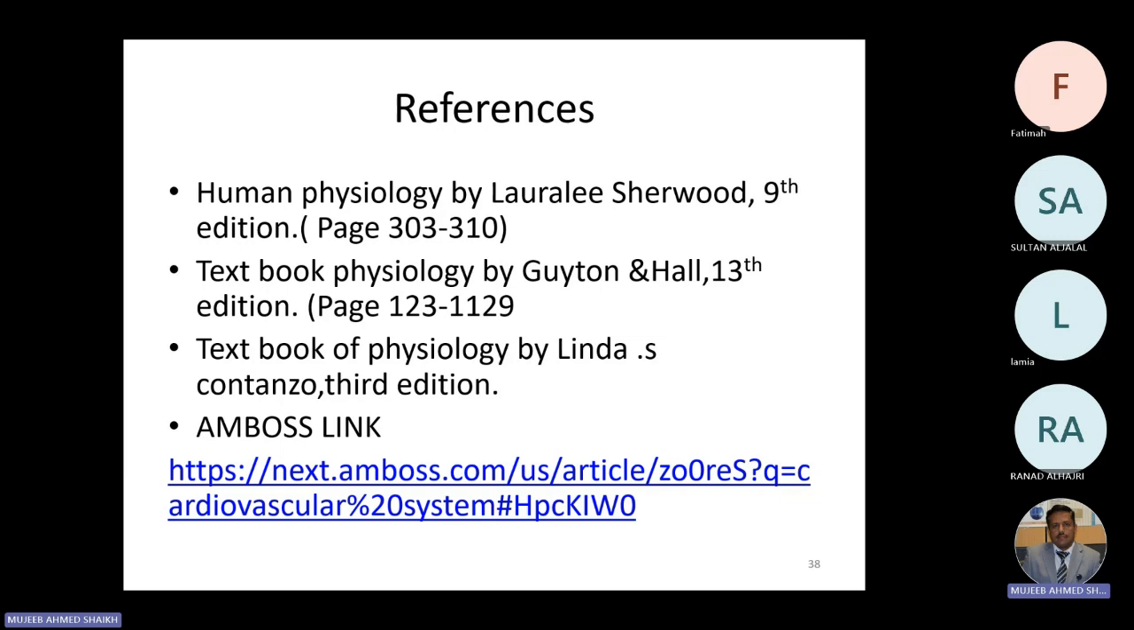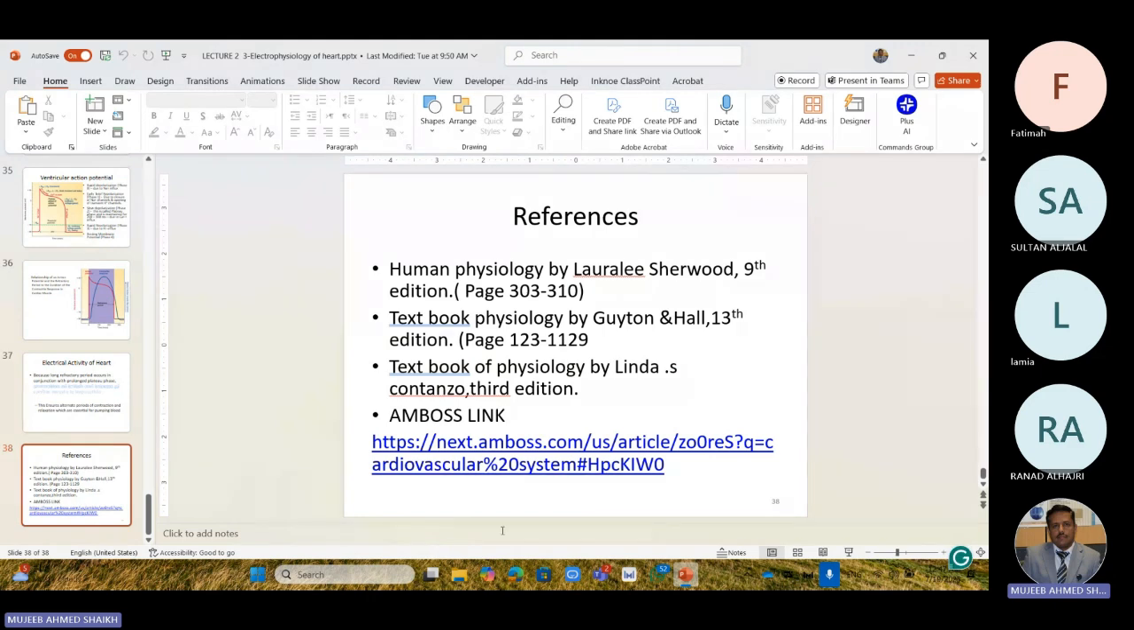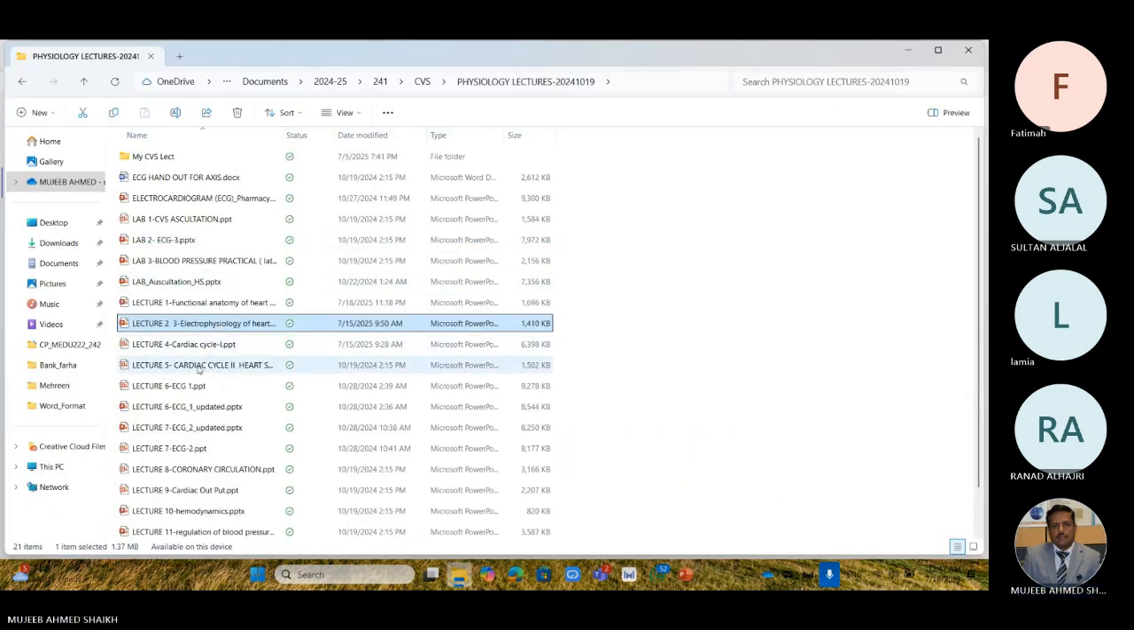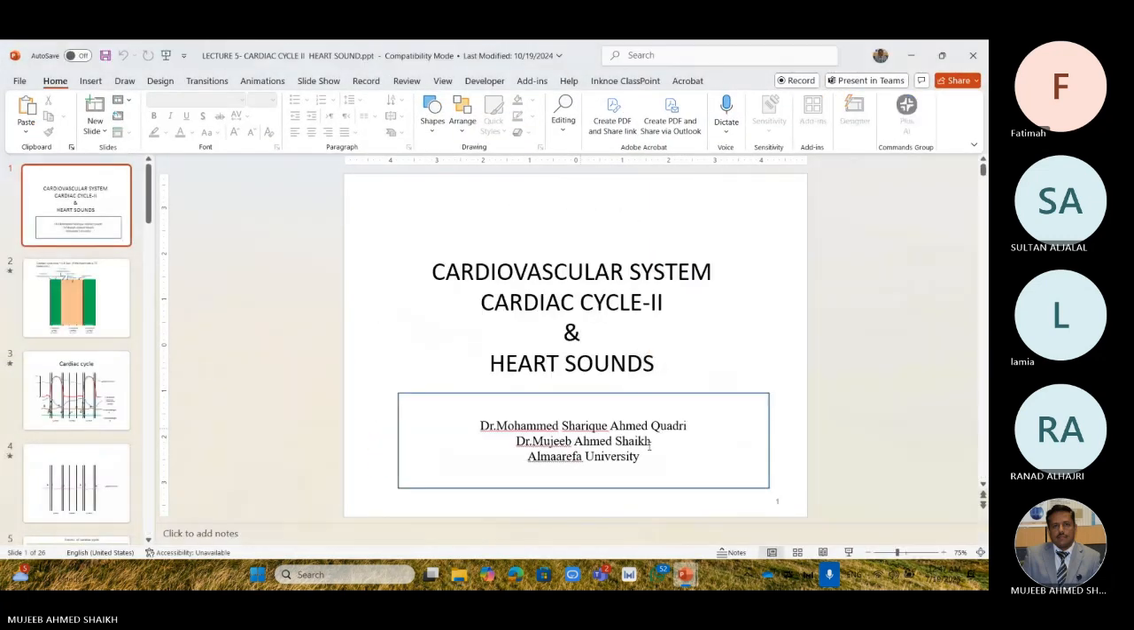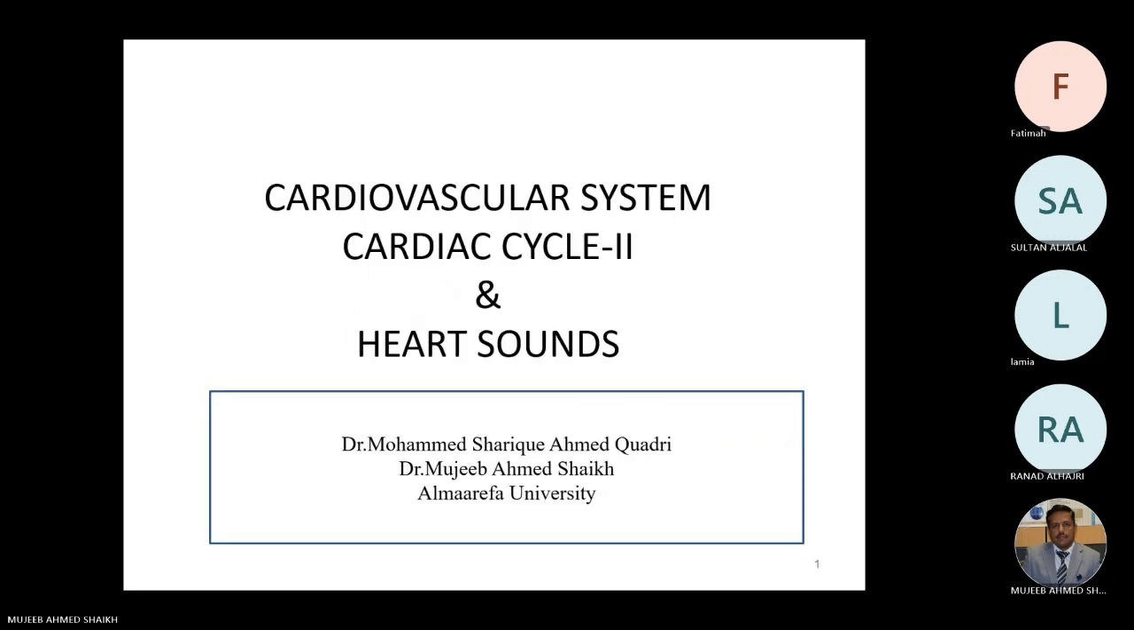This is about lecture 2 and 3. Now let us go to lecture 4 and 5. I will project lecture 5 because most of the things are repeated. So I will project lecture number 5. So what is this lecture about? Lecture number 4 and 5 is about the cardiac cycle.